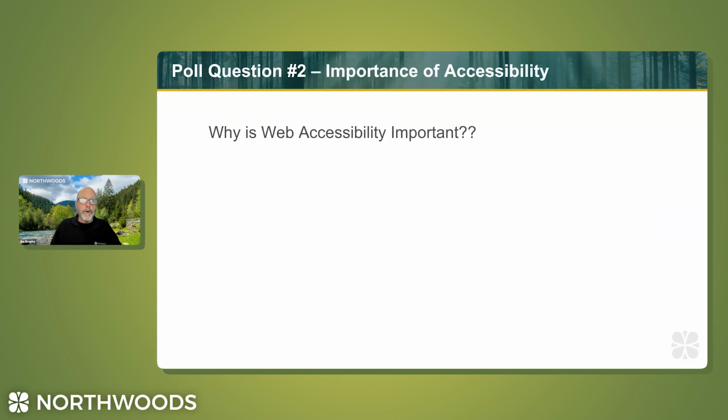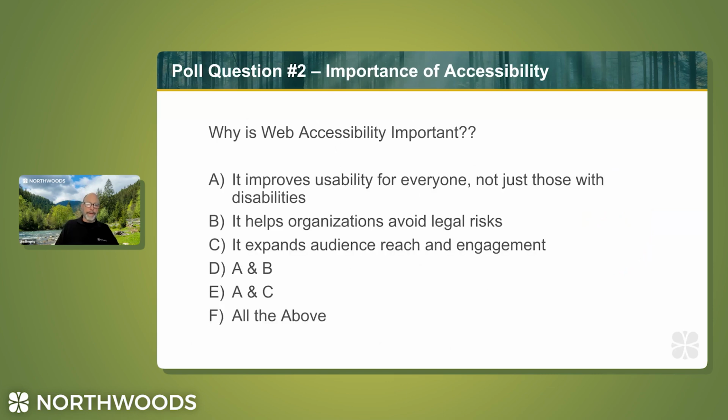Okay, let's serve up another poll here real quick. And so poll question number 2 is, why is accessibility important? So our answers are, A, it improves usability for everyone, not just those with disabilities. B, it helps organizations avoid legal risks. C, it expands audience reach and engagement. D, A and B only. E, A and C only. Or F, all of the above. I'll give you a second to come back with your responses.